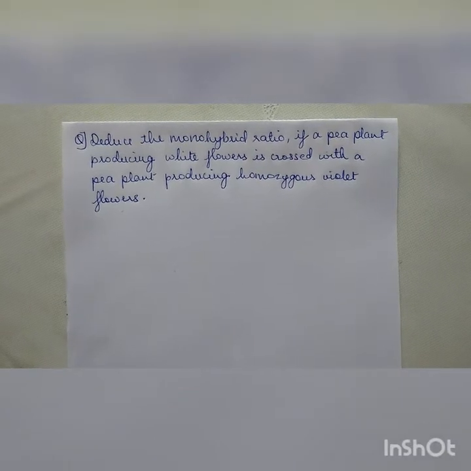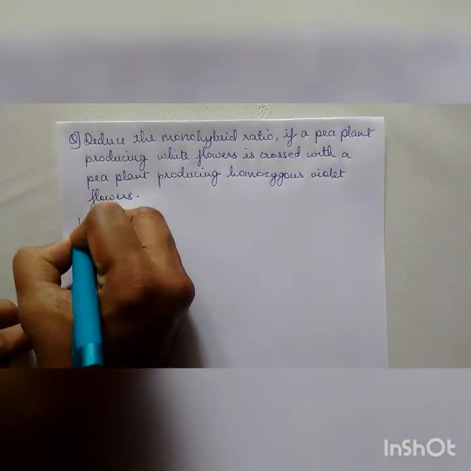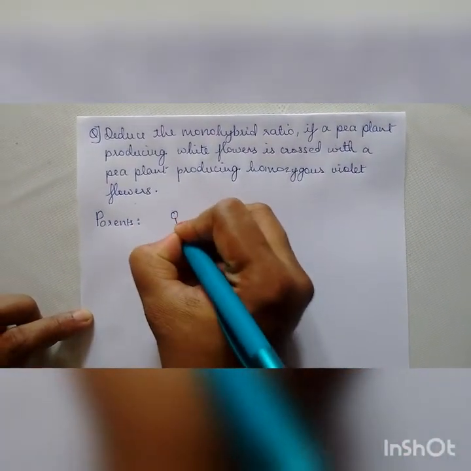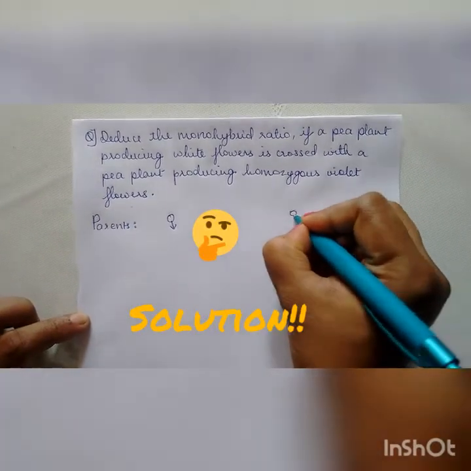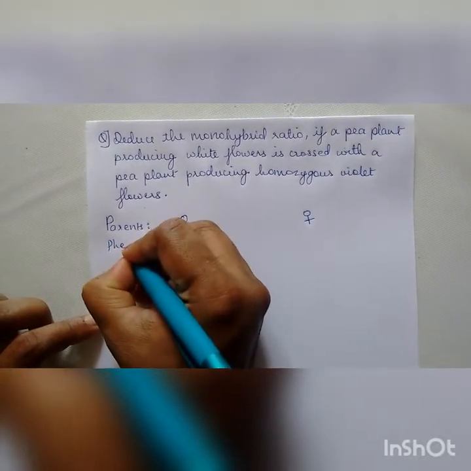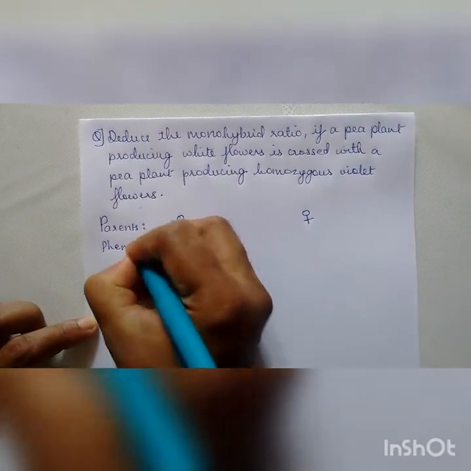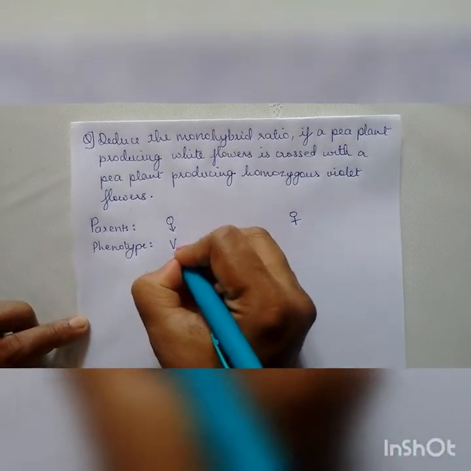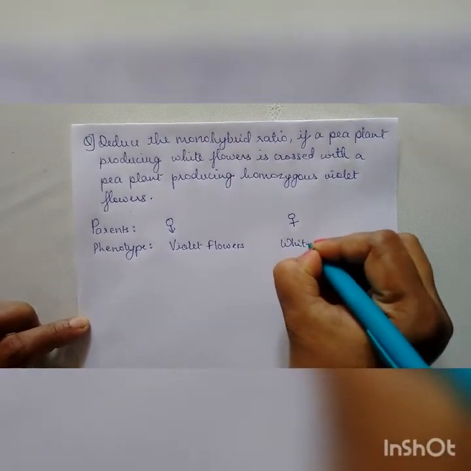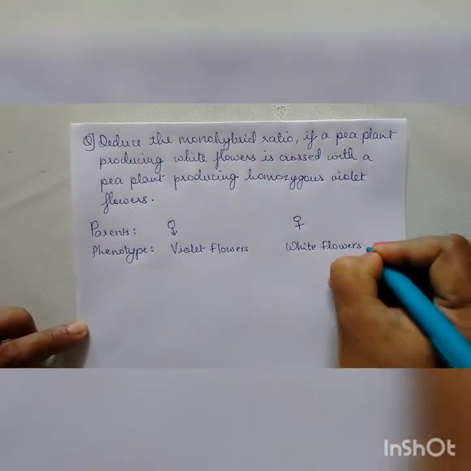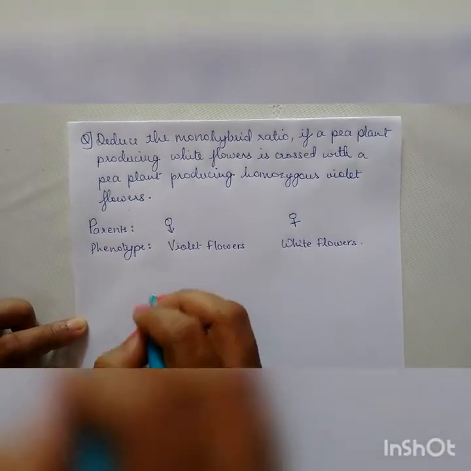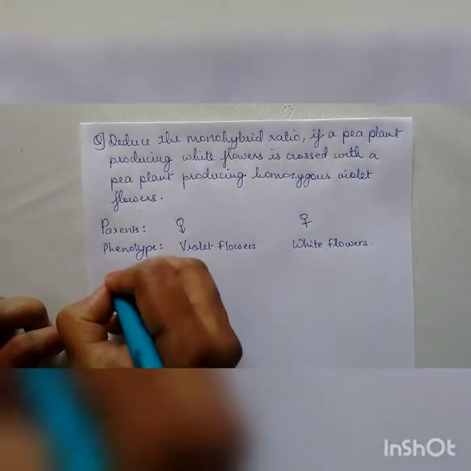The first step is to write the parents. So let us consider one of the flowers to be male and the other one to be female. The phenotypes of these plants are given to us. So please write down the phenotype: violet flowers and white flowers. We know that genes always occur in pairs. So let us write the allelic pairs for these two plants.